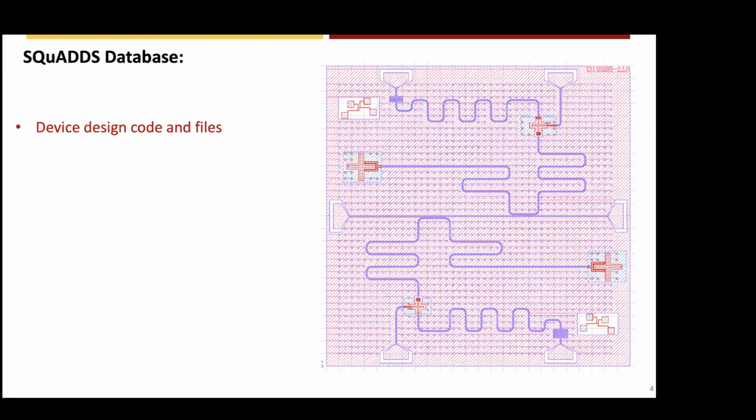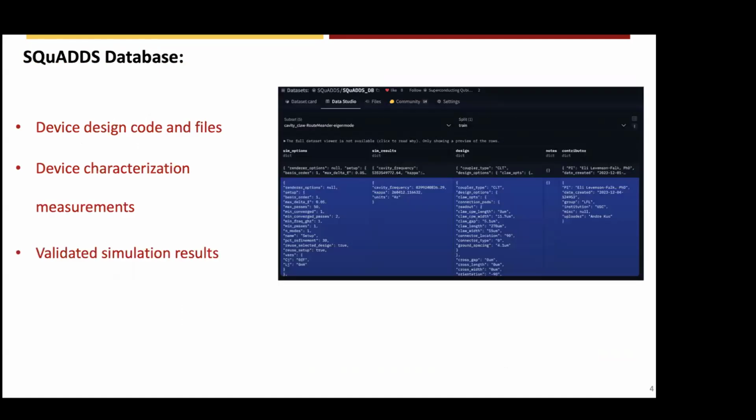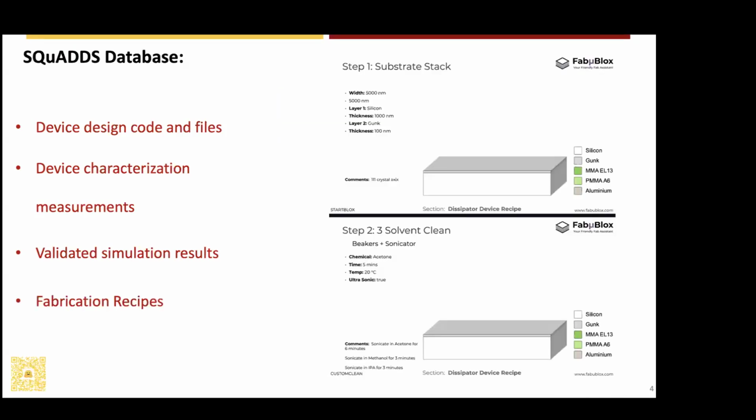So what does the database contain? It has a bunch of device design code and files that are fabrication ready. It has a bunch of device characterization measurements against which we validate our simulations. It has about 5 million eigenmodal and capacitance matrix simulation results that will actually form the training data set for the machine learning games that we'll play today. And it has a couple of fabrication recipes that use FabuBlocks, which is a great tool. Shout out to FabuBlocks. I would recommend people upgrading the fabrication recipes to FabuBlocks and sharing it with us. And all of it is basically in this Hugging Face URL. It's also accessible via the SQuaDDS API.